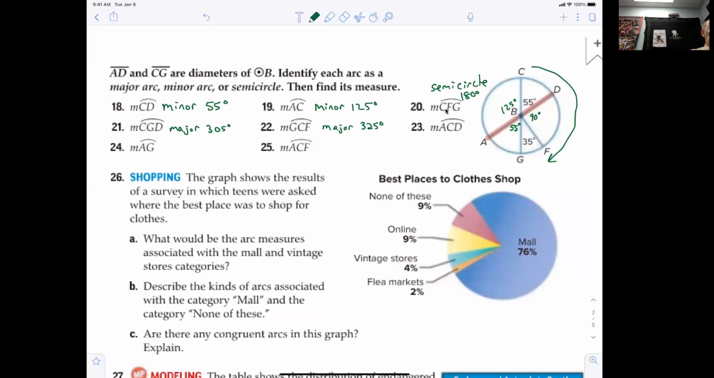ACD is what? Is that semi? All right, and it's how many degrees? 180 degrees. All right, tell me about AG. Minor, and it is 55 degrees. ACF. Major, and it's how many degrees? Everybody okay with 270 degrees? All right.